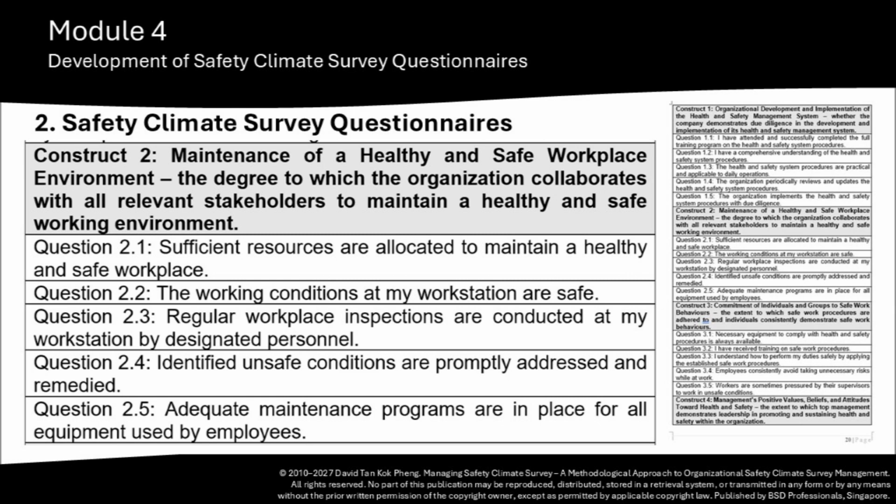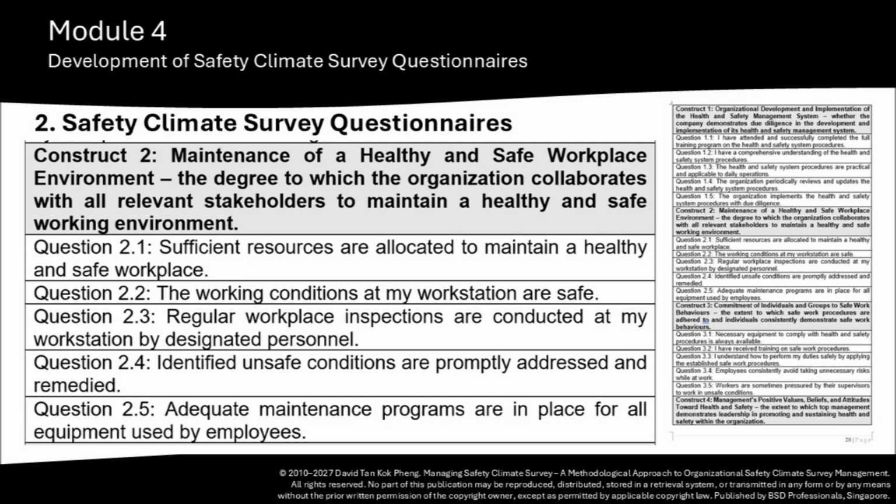A safe workstation is essential for reducing workplace hazards and preventing accidents. Question 2.3 evaluates whether regular workplace inspections are conducted by designated personnel. These inspections help identify potential risks and ensure compliance with safety requirements. Question 2.4 focuses on the organization's responsiveness to safety issues by determining whether identified unsafe conditions are addressed and corrected promptly. Finally, question 2.5 assesses whether adequate maintenance programs are implemented for equipment used by employees.